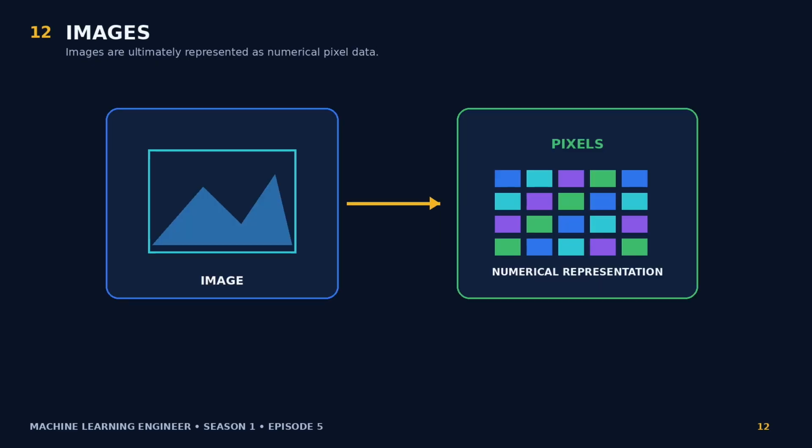Images are also data. At the lowest level, an image is made up of pixels. Those pixels can be represented numerically and processed by machine learning models. Computer vision models can learn patterns such as edges, shapes, textures, and eventually more complex visual structures.